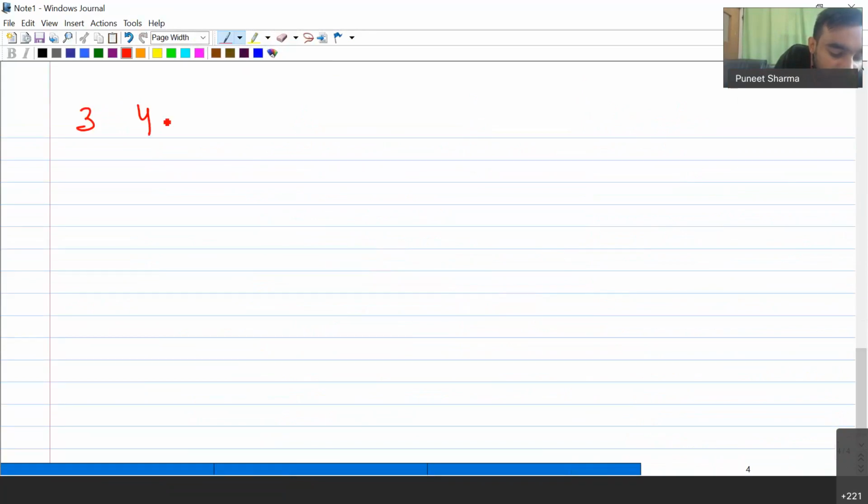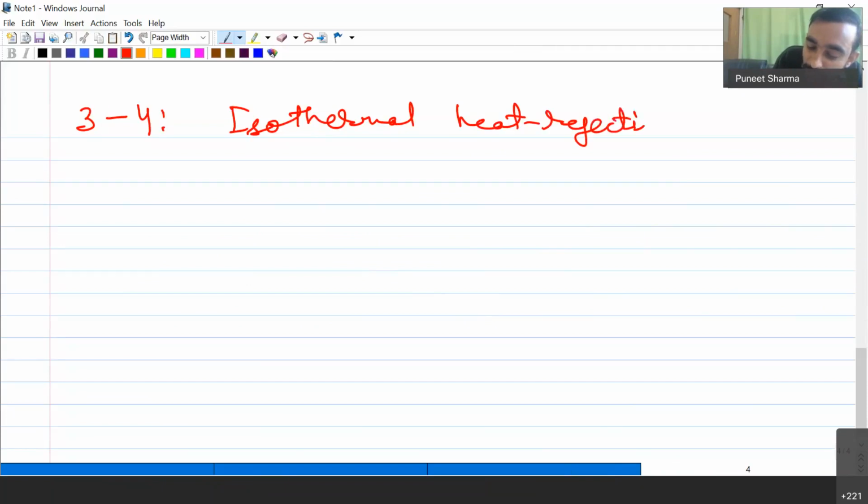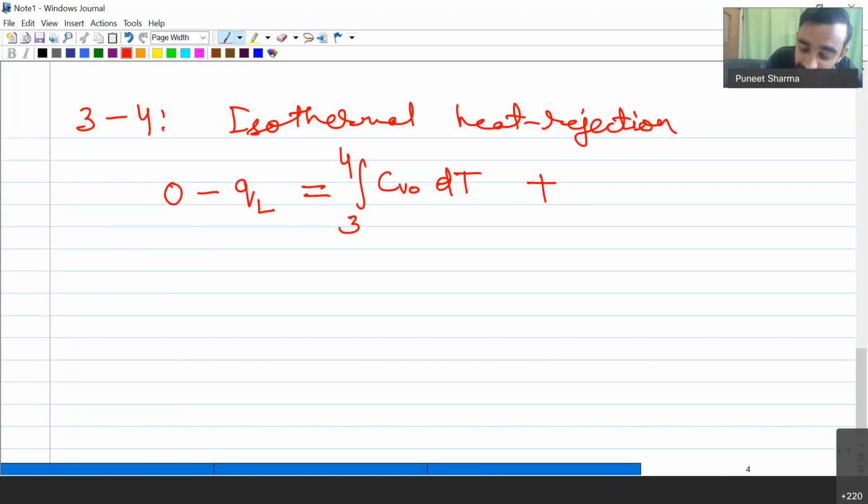If I go to the 3 to 4 process, it is once again an isothermal heat rejection process. So for the isothermal heat rejection process, we will have heat addition as 0. So 0 minus QL, the amount of heat we are rejecting, will be equal to the integral from 3 to 4 of CV naught dT, plus the integral from 3 to 4 of R times T divided by V dV.